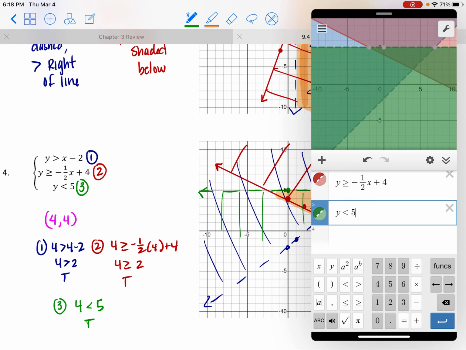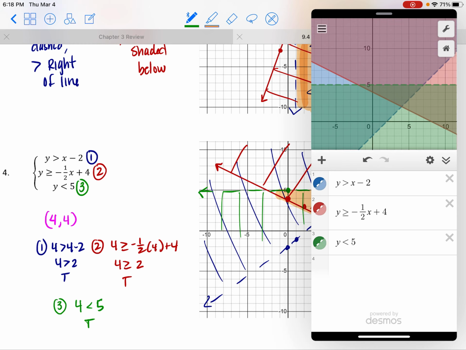Oh, look, it automatically made it in green. And now you can see on the graph where all three are shaded and that their colors look a little better, but all three are shaded in that little triangle that we've highlighted. So Desmos can be used to verify your work here as well.